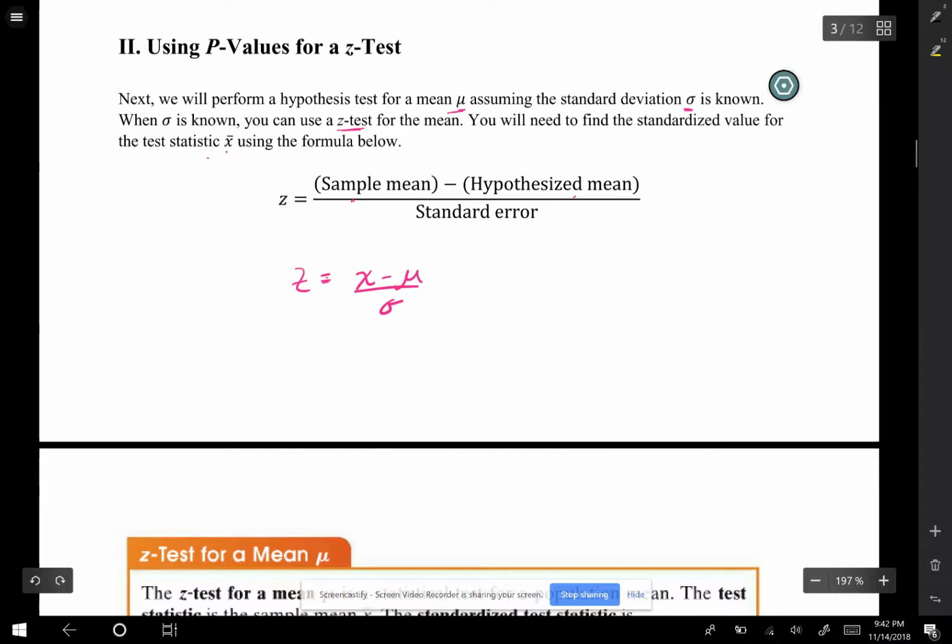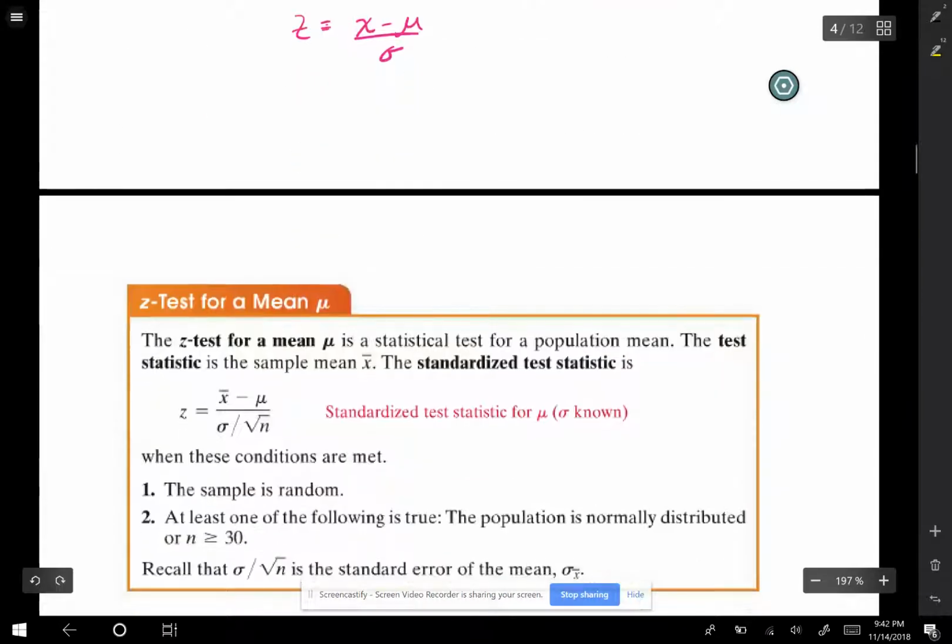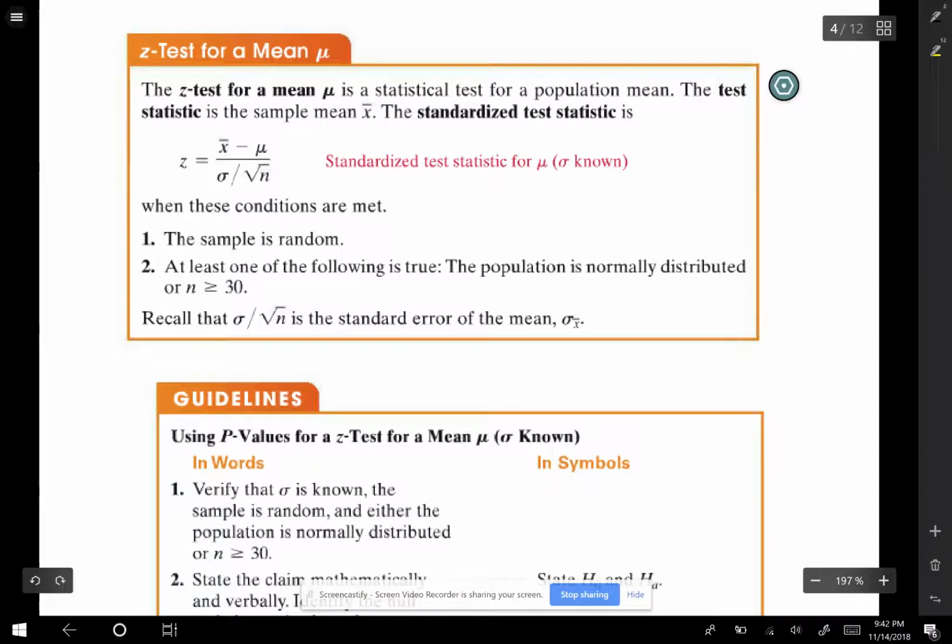But here we're looking at the sample mean, the hypothesized mean, so the mean that they've proposed, and then the standard error. So the z-test is a statistical test for a population mean. The test statistic that we're using is the sample mean, and then the standardized test statistic is the z here. And again, this is one that we've used before. This is when we do standard deviation divided by the sample size.